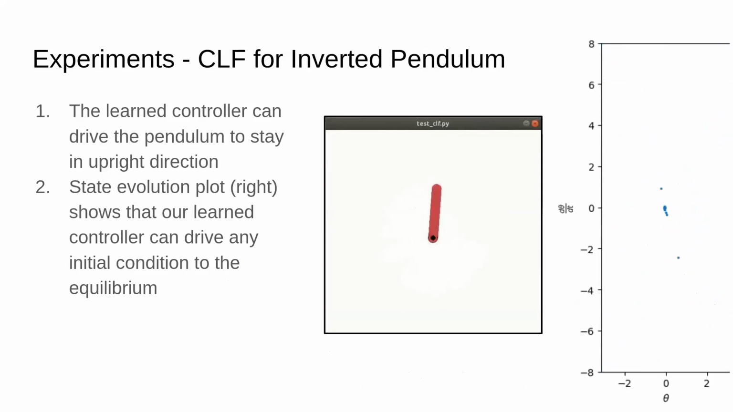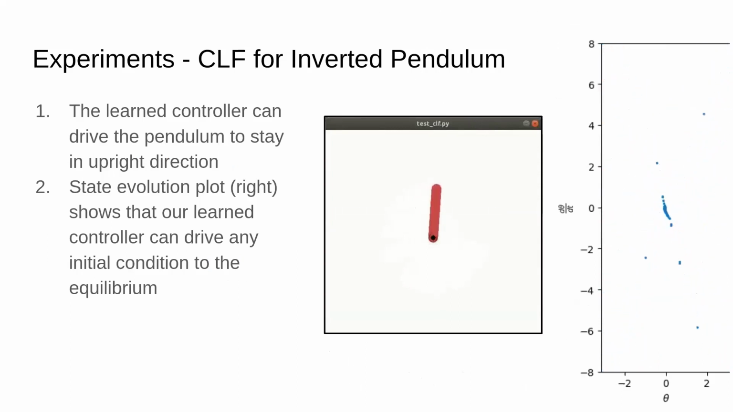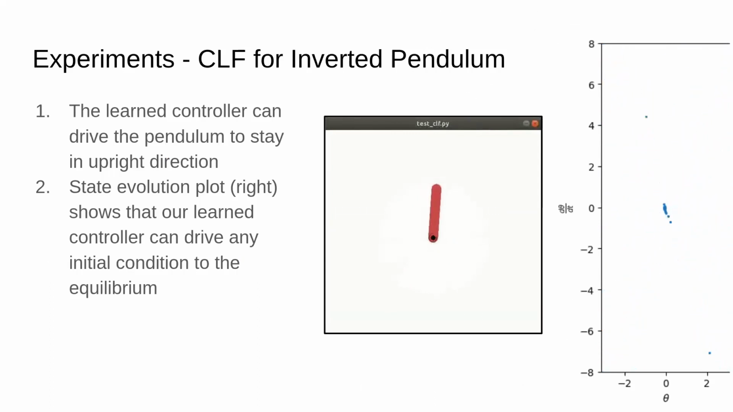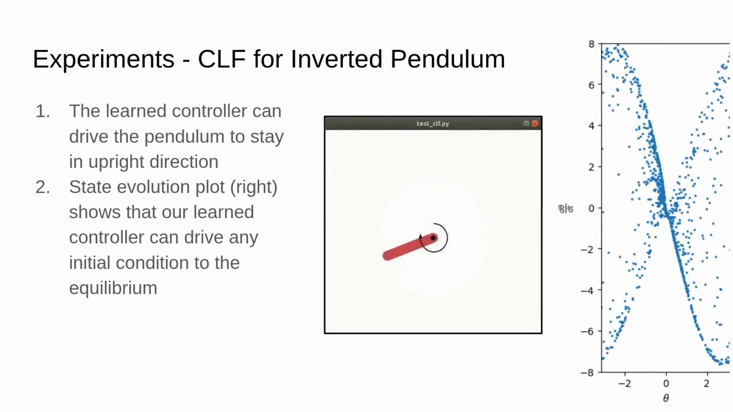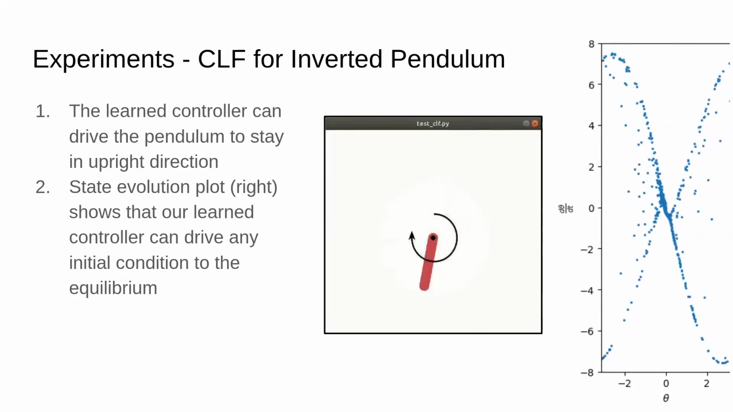We first test our CLF-guided controller on the inverted pendulum experiment. The goal here is to keep the pendulum in the upright position. We first train the CLF via a pre-trained RL controller, and then fix the CLF part and train a controller to satisfy the Lyapunov conditions. As shown in the animations, our learned controller can drive the pendulum to the upright direction for all possible initial condition settings.